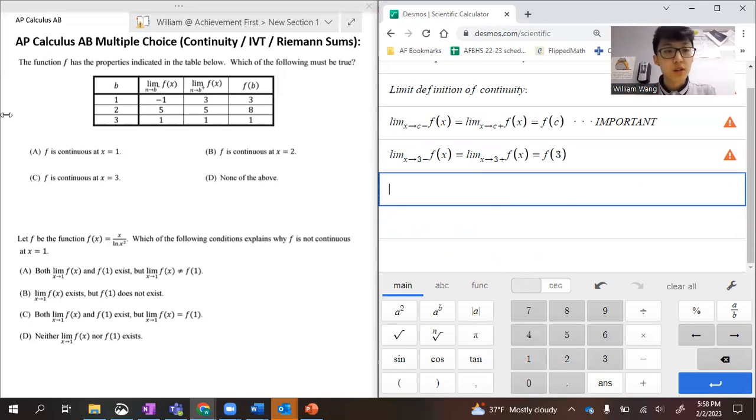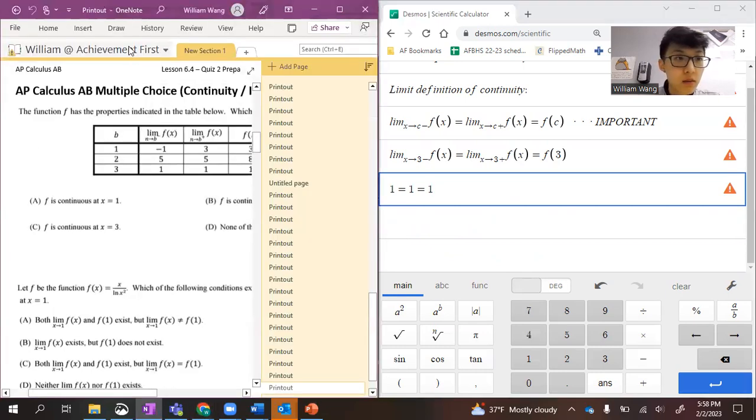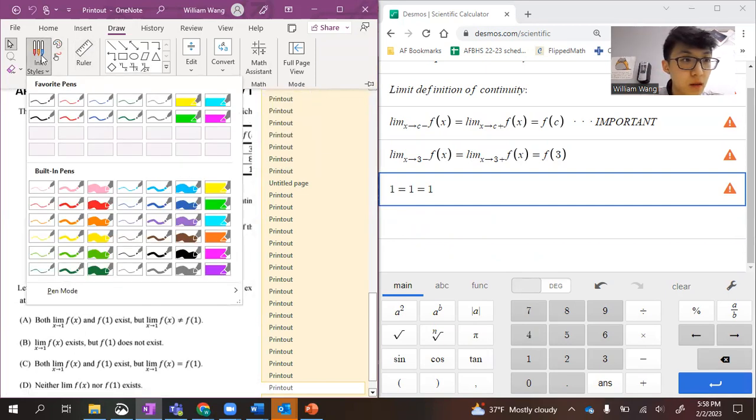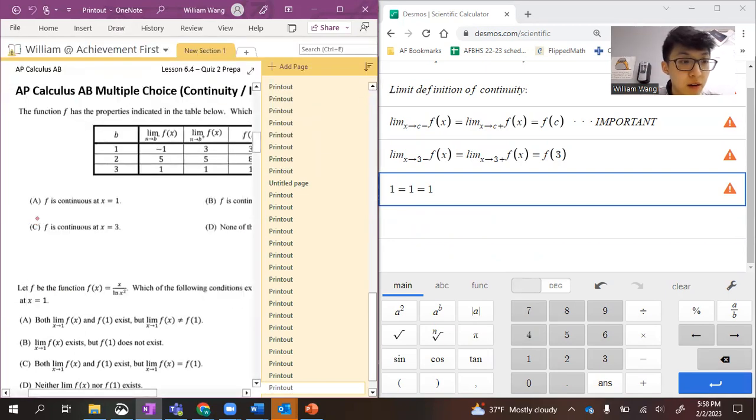And again, this is true because according to my table, the limit is 1 from the left, equal to 1 from the right, equal to the exact value of 1. So my final answer choice is going to be C. And let me see if I can draw this. My final answer choice is, it's continuous at C.